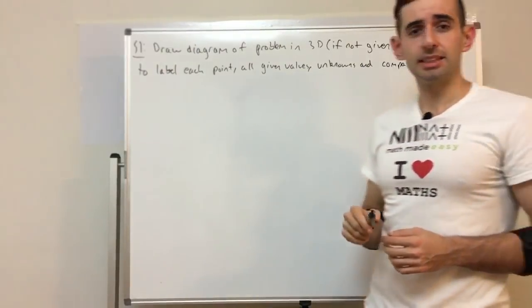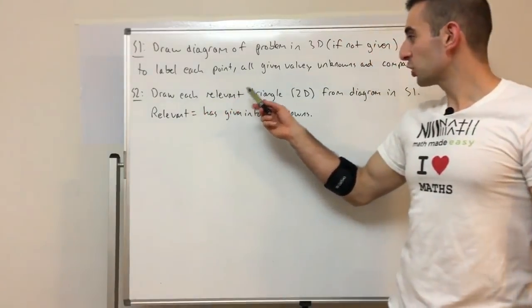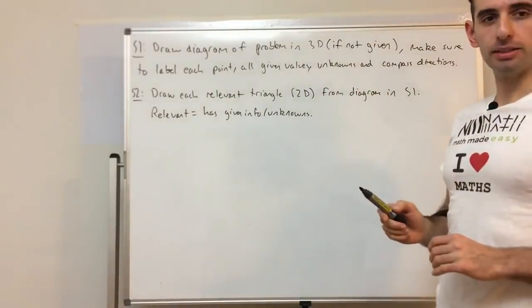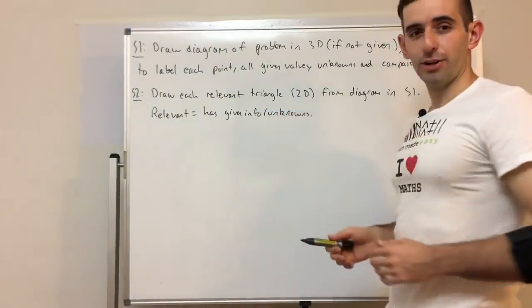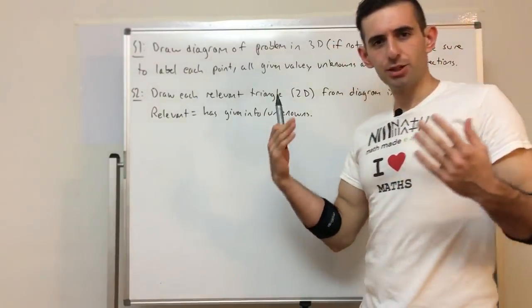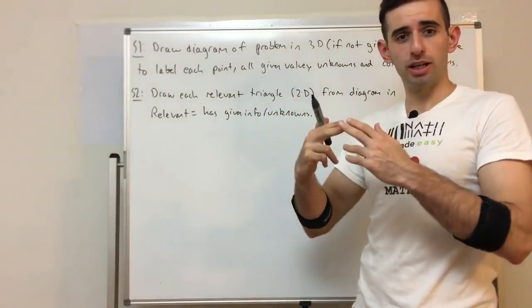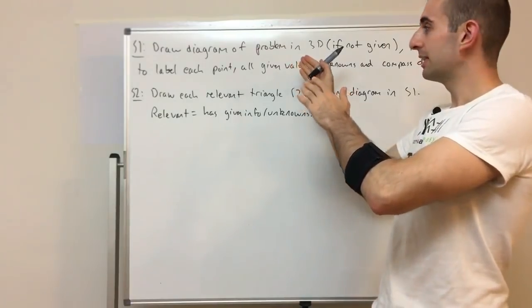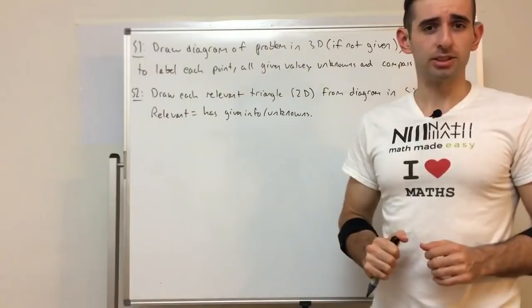Right? Because these are going to make step 2 a lot easier, which is, draw each relevant triangle, so the 2D version, from your diagram in step 1. And relevant means it has given info or unknown values you need to find. So this is the trick for 3D trig. 3D trig problems are tricky and very hard to visualize. So what you do once you have your diagram, if they don't give it to you, is convert it to a 2D problem, because 2D problems are much easier to solve.